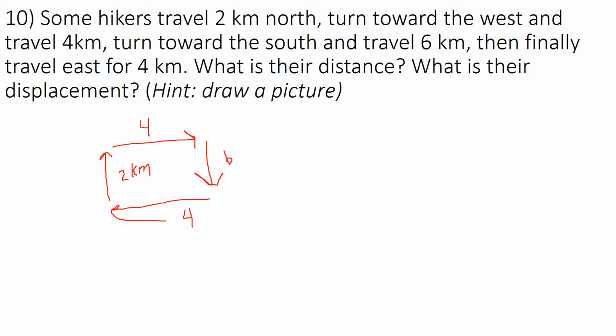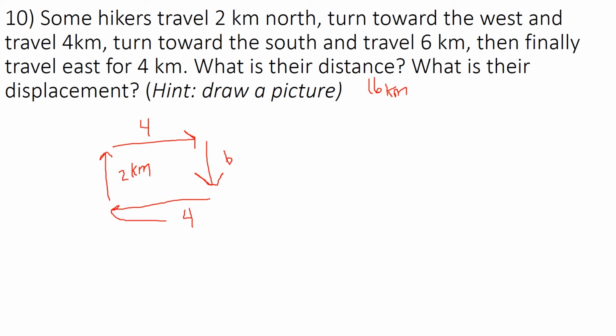Well, you would just add up those sides. So 6 plus 4 plus 4 plus 2. And you're going to get, what is that? 16. All right, so distance is 16 kilometers. That's a pretty good distance. That's a pretty good hike. Maybe they would hike less if they weren't going in circles. All right, what's their displacement?